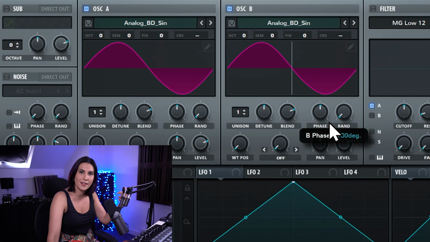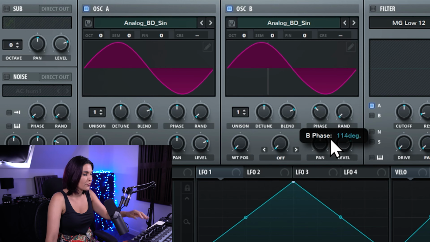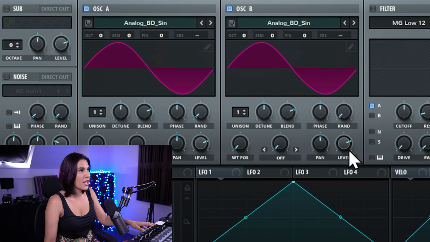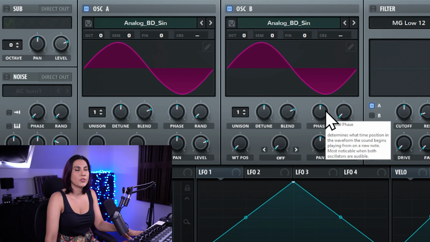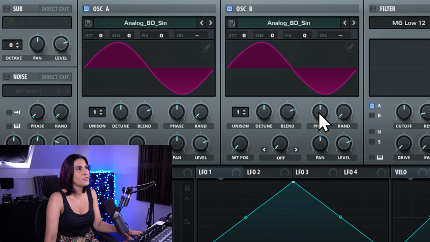Thinking back to the phase cancellation, and when we're flipping the phase or inverting the polarity, we're now offsetting these two waveforms with each other. This is what they sound like when they're perfectly in phase. And now if we start to adjust one of them so that they move out of phase, we can hear the phase cancellation in action.